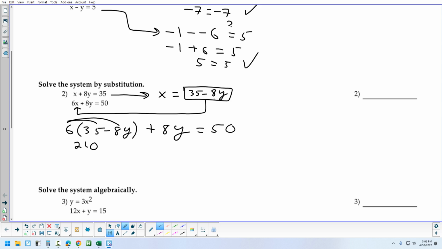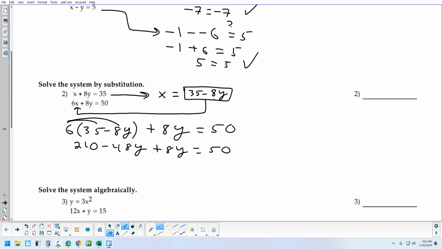My brain. 8, 16, 24, 32, 40, 48, 56. So 7 times 8 would be 56. So it's 6 times 8. So it'd be 48. And it's negative because it's positive times negative. So negative 48y plus 8y equals 50.